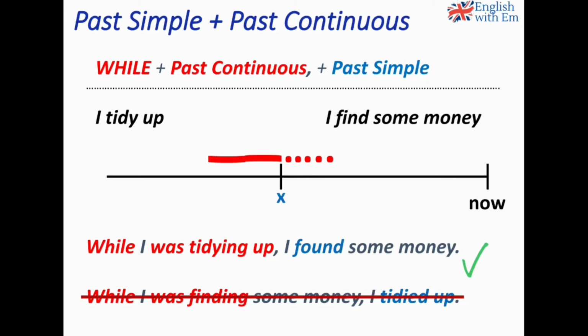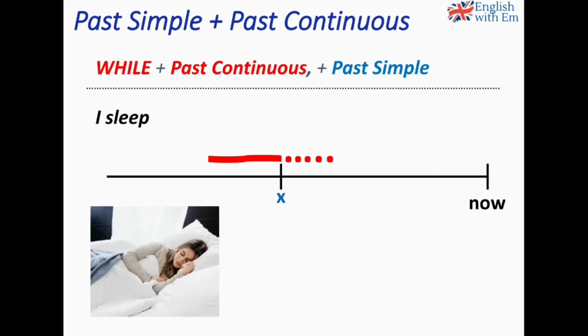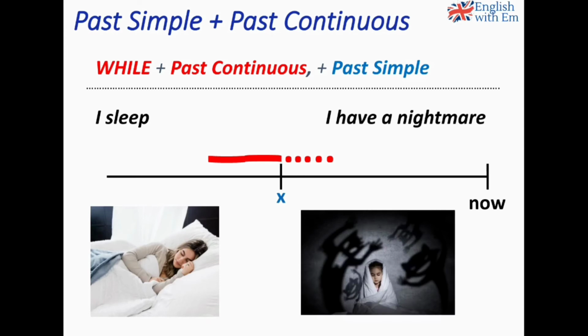Let's see our final example now. I sleep. I have a nightmare. A nightmare, as you can see from the picture, is a bad dream. So which action do you think is longer, sleeping or having a nightmare?